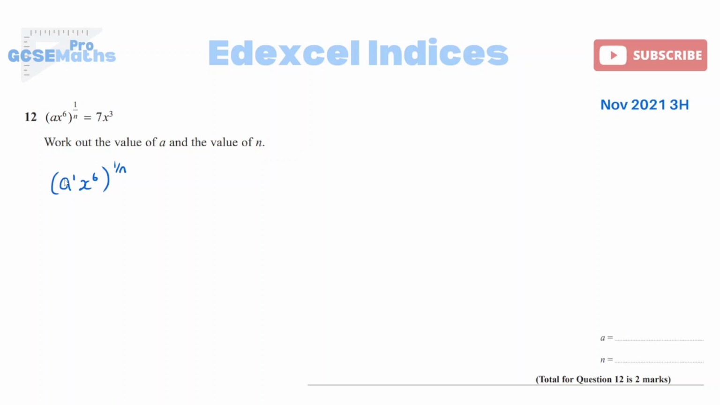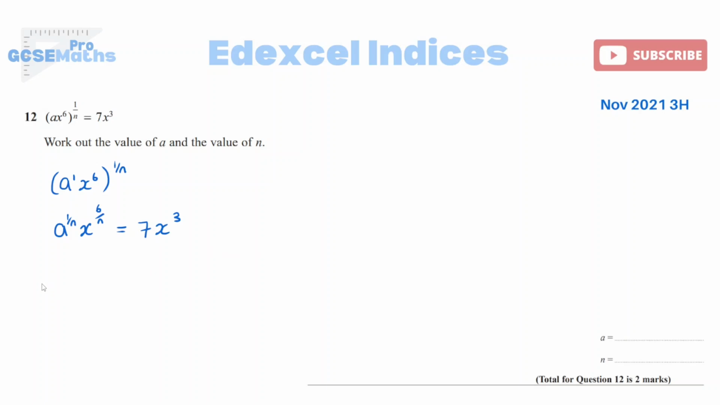So I'm not multiplying a by 1 over n. I'm multiplying the power of 1. So that would be a to the power of 1 over n, and then x to the power of 6 over n if you multiply 6 by 1 over n. That's what's equal to 7x cubed.